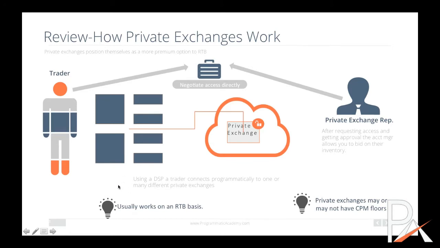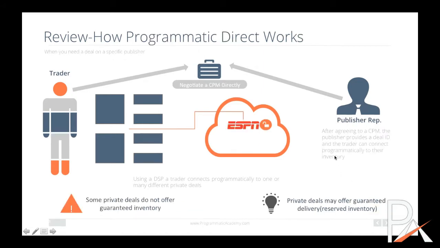Now, the way private exchanges work is usually on an RTB basis, meaning real-time bidding. There's usually a CPM floor, but there may not be a CPM floor. And then programmatic direct works in a very similar way, but usually involves one publisher at a time. Okay, some private deals do not offer guaranteed inventory. Others do. Usually that's the higher cost types of deals. Okay, and usually at a set CPM cost.